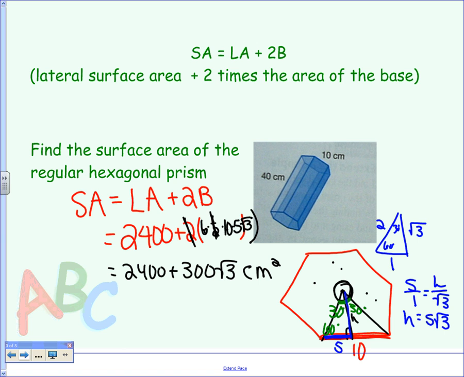They're going to give you a lot of these where there'll be a hexagonal base. Anything I need to go over on it? Okay.